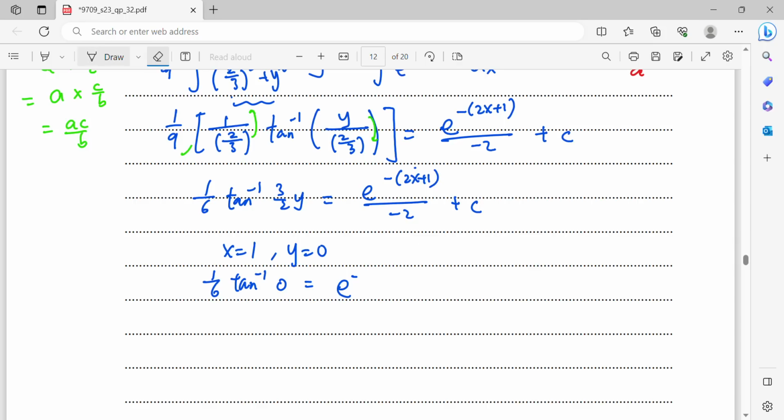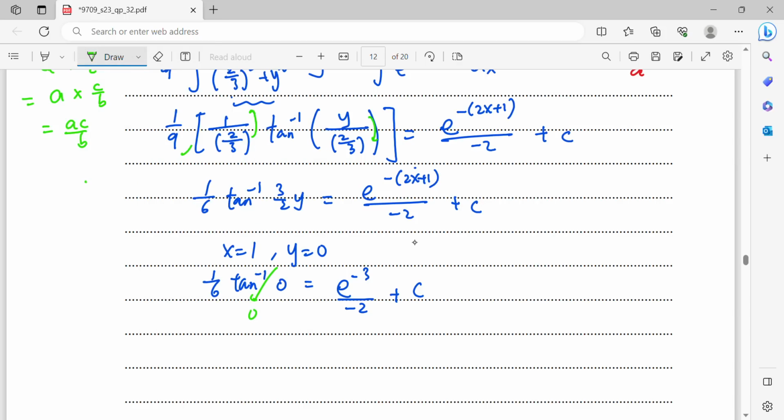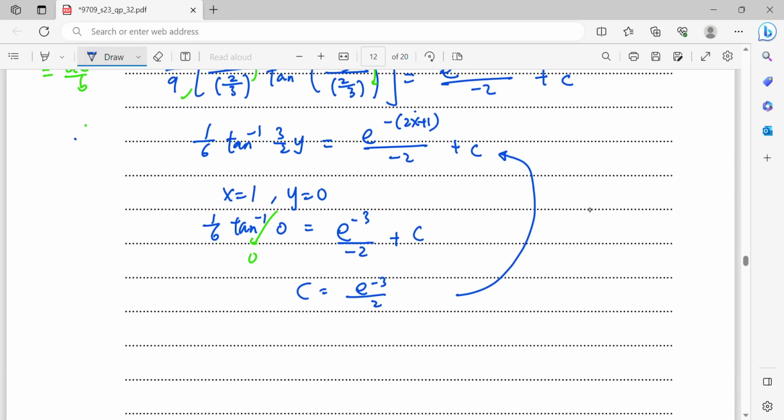Alright, so I will change to 3. Then divided by negative 2 plus c. Now for your information, the inverse tangent 0 is 0. So from here, I will get my c as e to the power of negative 3 over positive 2. Once you get this, then I will substitute this c into my solution. Then I will get 1 over 6 inverse tangent 3 over 2y equals to exponential negative 2x plus 1 divided by negative 2 plus exponential negative 3 over positive 2.